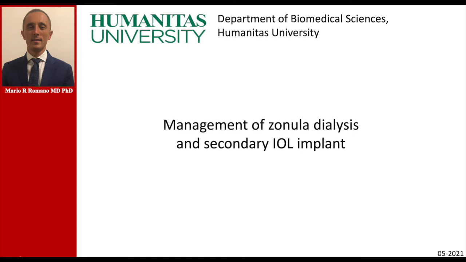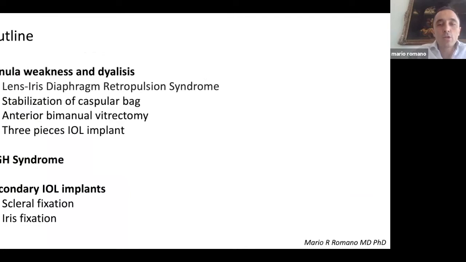Today I will speak about the management of a complicated cataract surgery and secondary lens implant. The outline of my presentation is the zonula weakness and dialysis. I will speak about the lens iris diaphragm retropulsion syndrome, stabilization of a capsular bag, anterior bimanual vitrectomy, and 3-piece IOL implant. We will also speak about the UGH syndrome, uveitis glaucoma hyphema syndrome, and the secondary IOL implant, so scleral and iris fixation.